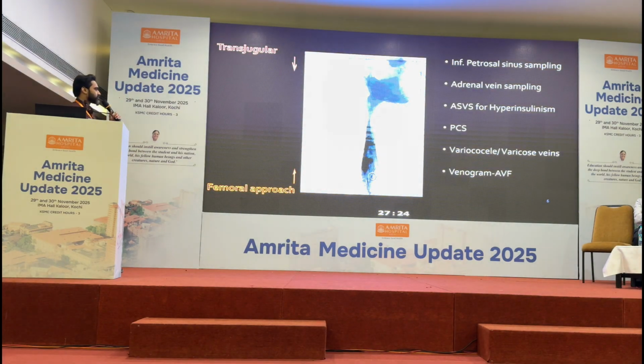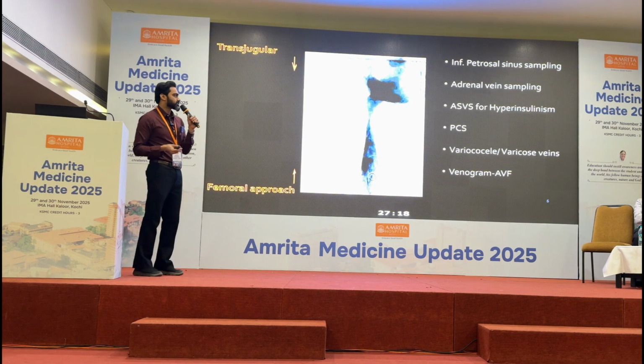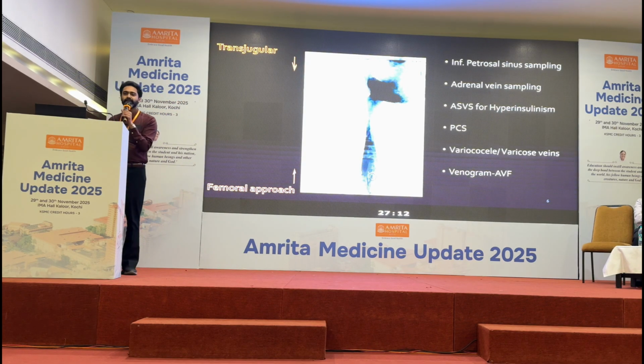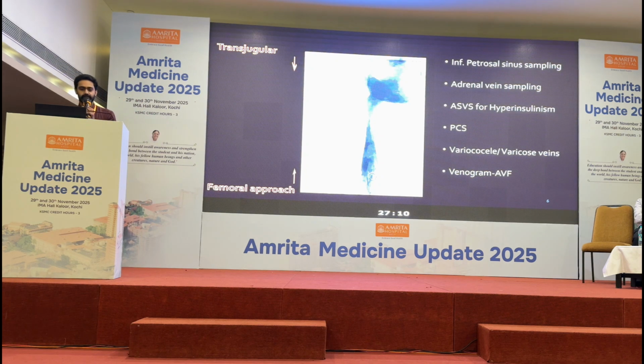Now, what are the various venous interventions we do? We do interventions for varicose veins, for varicoceles, we do embolizations in them, for pelvic congestion syndromes in females, and then various samplings for various endocrinopathies. Here again, we might use our transjugular access if you're going from up, or transfemoral access if you're going from down.